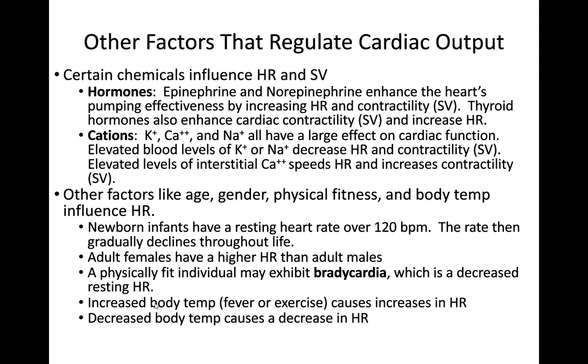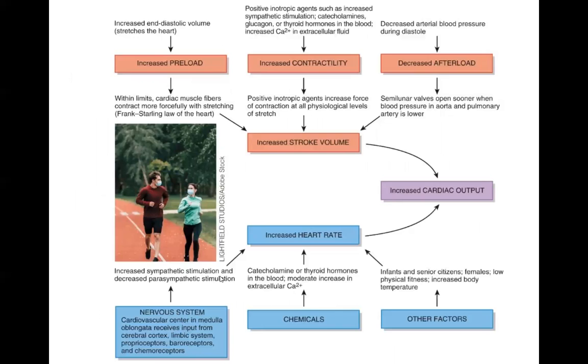Temperature, any increase in body temperature, like in fever or exercise, causes increases in heart rate, whereas any decrease in body temperature decreases your heart rate. And then here on our last slide is just a nice illustration to show you how we can increase cardiac output. It's either by increasing stroke volume or increasing heart rate, or it could be both, like what happens when we exercise.